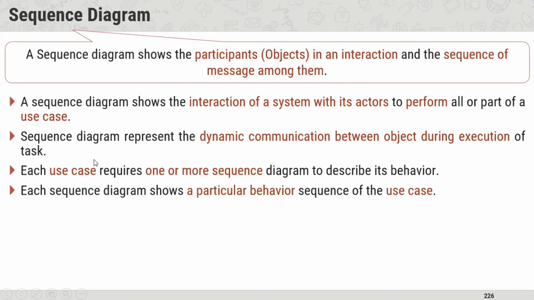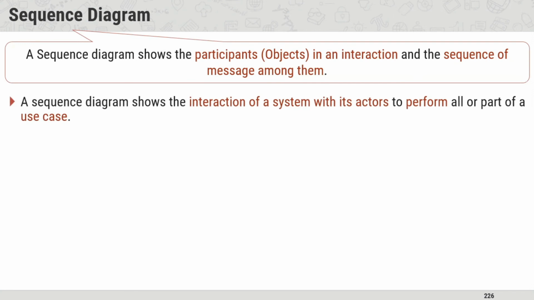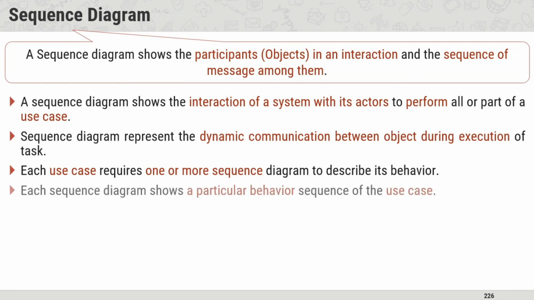For each and every use case, a sequence diagram represents dynamic communication between objects during execution of a task. If you are performing an online order, what things will happen between any two particular actors will be represented by your sequence diagram, and how this will be executed.